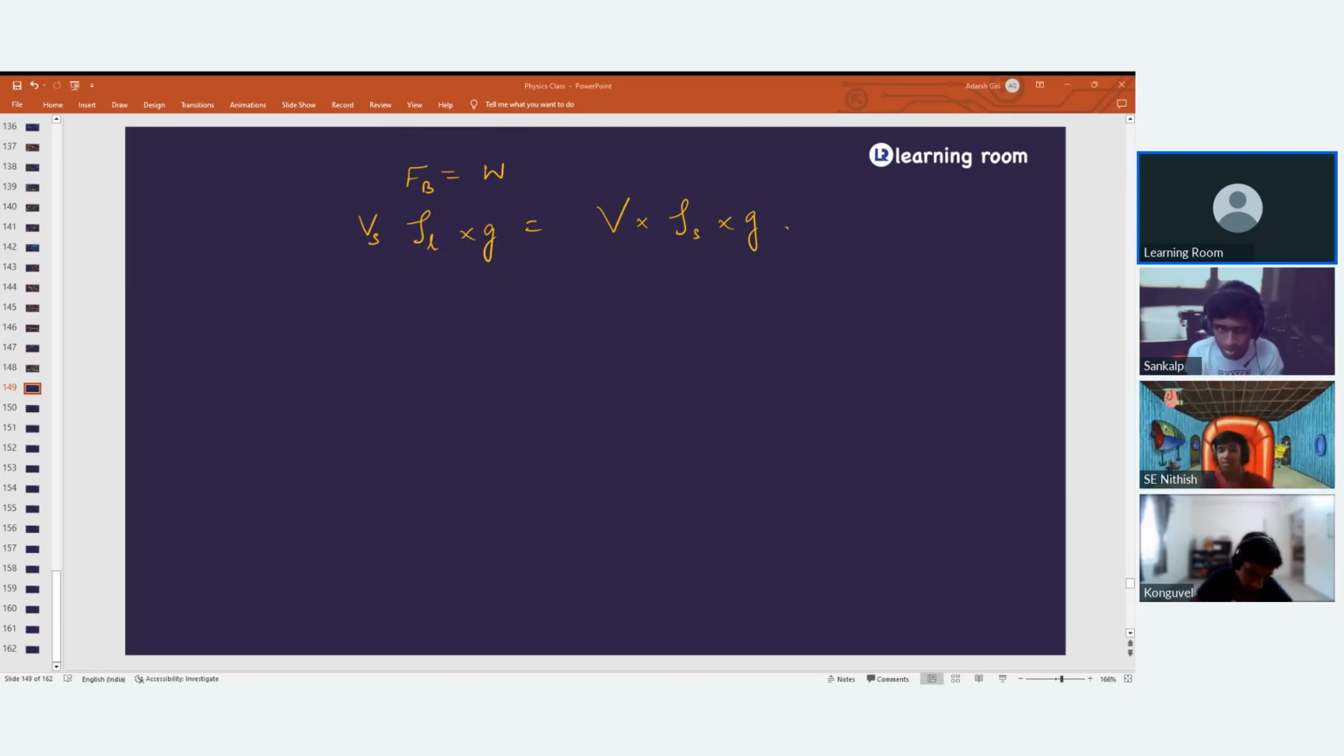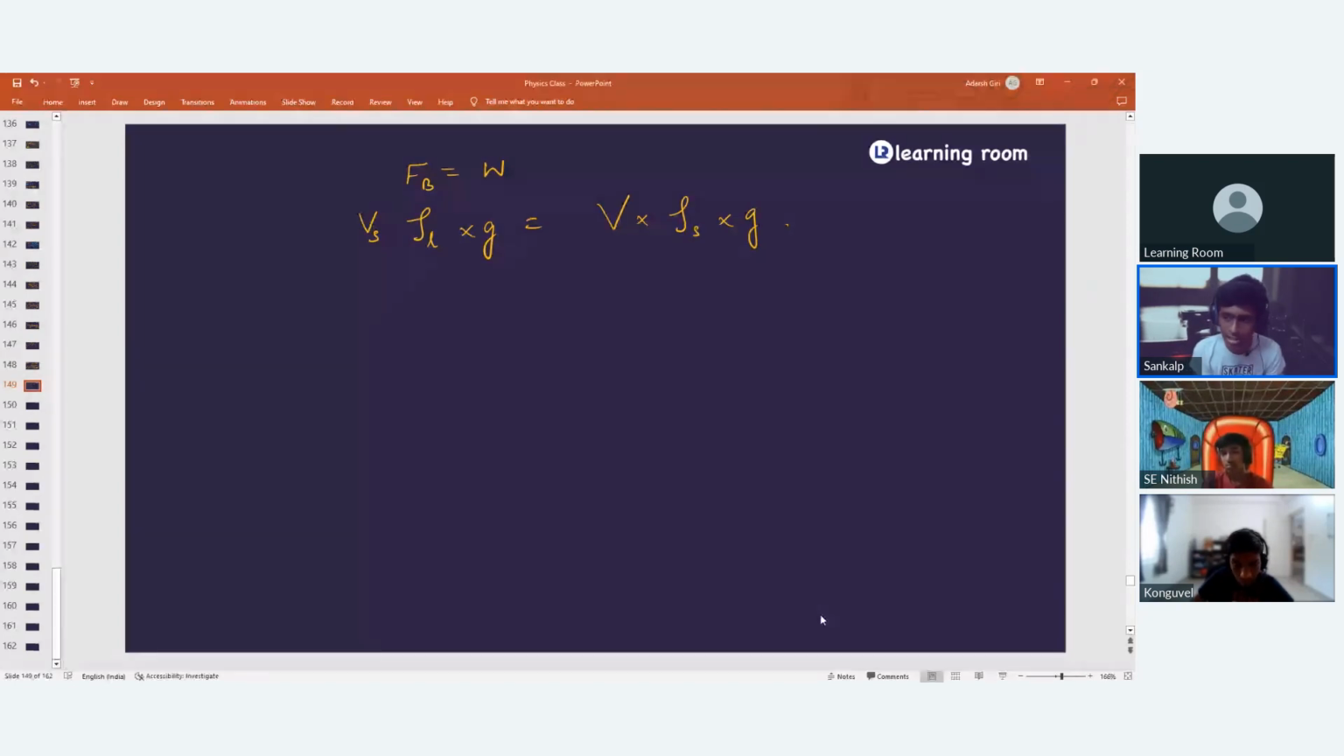Floating means what? Floating is on top. Excuse me, sir. Can I say something? Sir, you said an object will float when force of buoyancy is equal to weight. So if force of buoyancy is equal to weight, it will be half submerged inside and half outside, right, sir? That's still called floating. I know what you're asking.